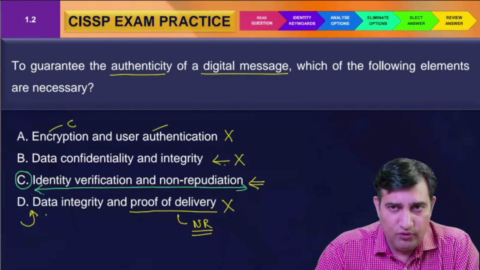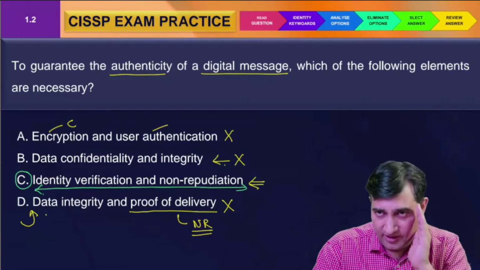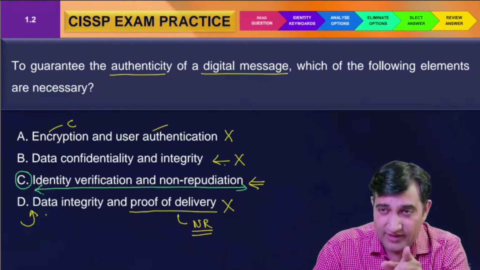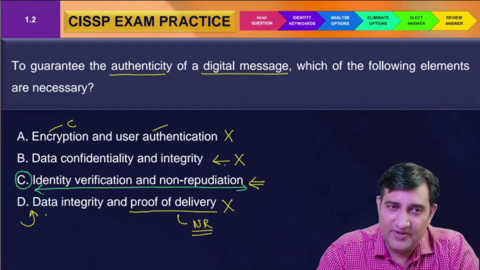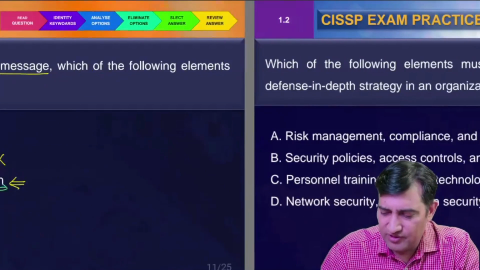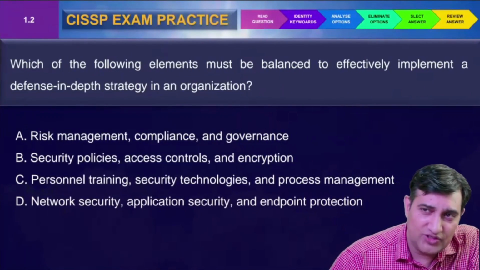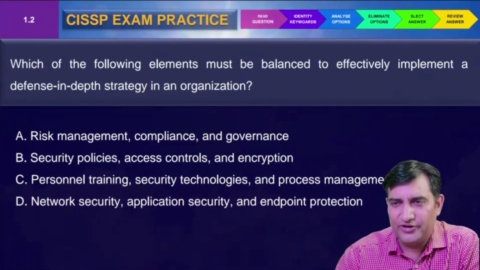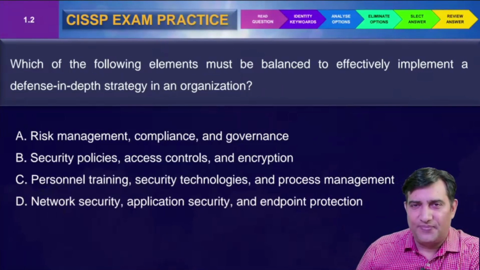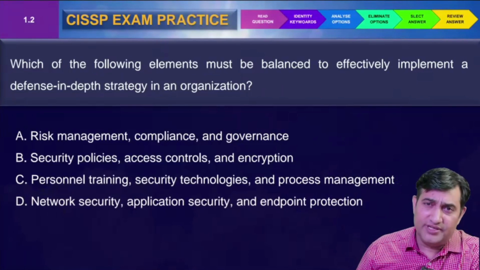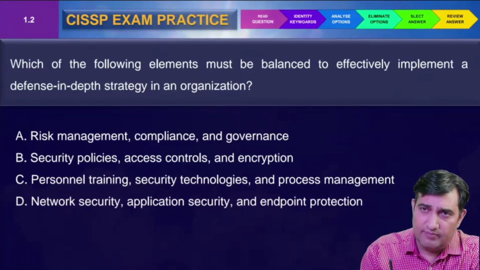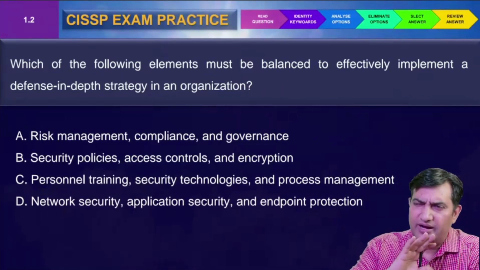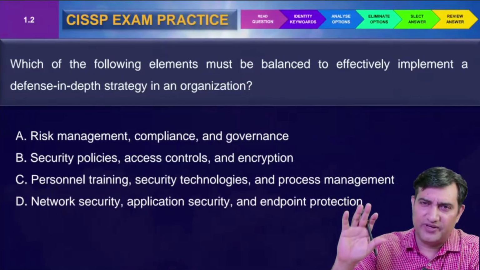I hope you will be able to replicate the way and the thought process I am putting in for answering a CISSP question. With that said, let me give you some more practice and some more challenge. Take your time to answer this question, and I am going to explain after that. The question says, which of the following elements must be balanced to effectively implement a defense in depth strategy in an organization? Very, very interesting question, this one.